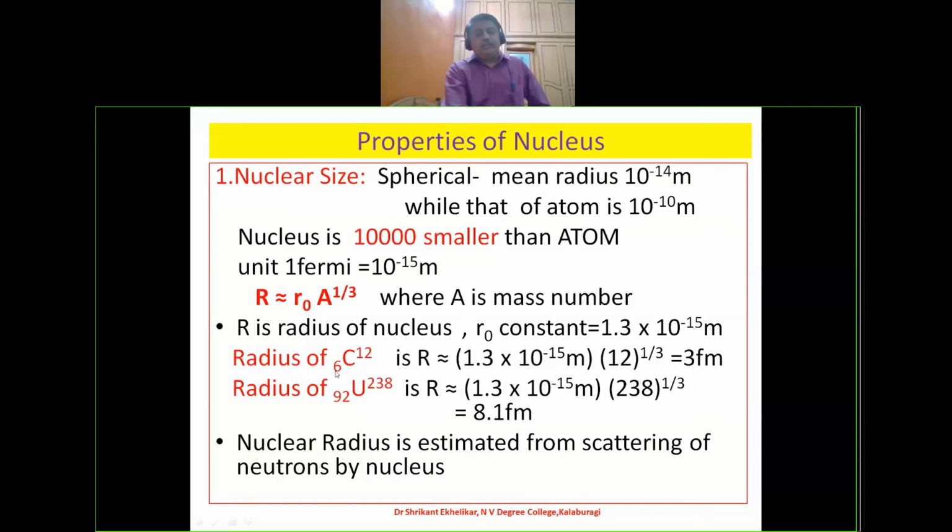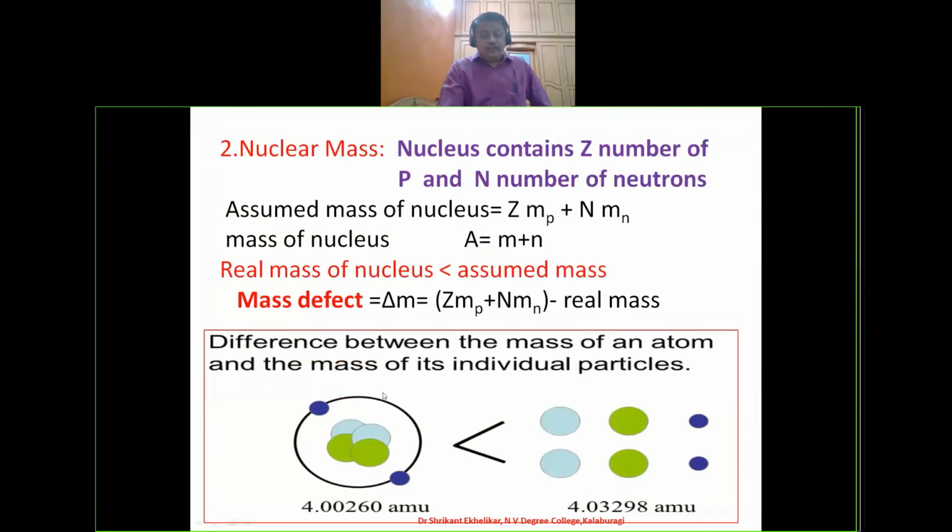For example, you know 6 carbon 12 and 92 U238. These are the two nuclides. Carbon is smaller, uranium is bigger, because in carbon 12 only 6 protons are there, in uranium 92 protons are there. Carbon 12 has nucleons, protons plus neutrons, 6 protons and 6 neutrons. Here there are 92 protons and the remaining 144 neutrons, so 238. So this is a heavy nucleus.